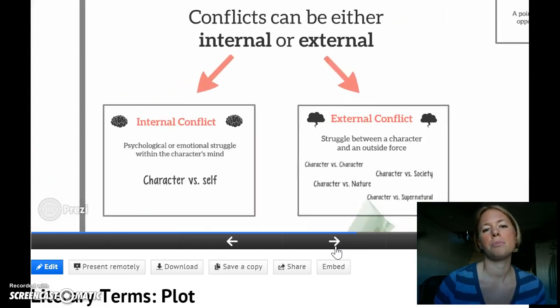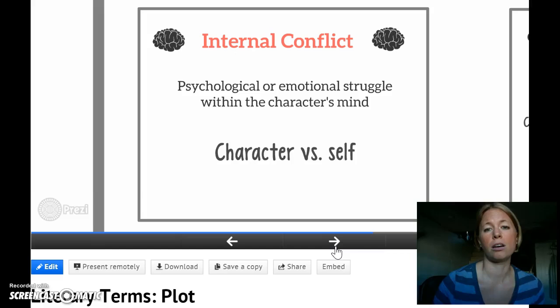And we have two different types of conflict. We can have an internal conflict, which is a psychological or emotional struggle within the character's mind. This is called character versus self. So the character may be struggling with self-doubt, or the character may have a big decision to make, or the character may have a moral struggle between right and wrong. All of these would be examples of internal conflict.